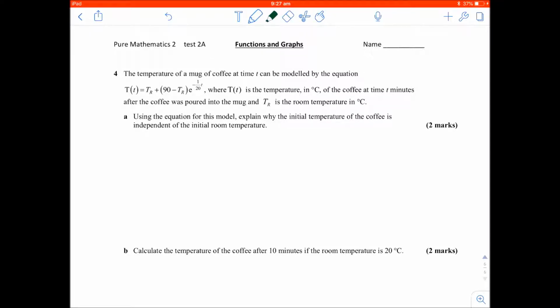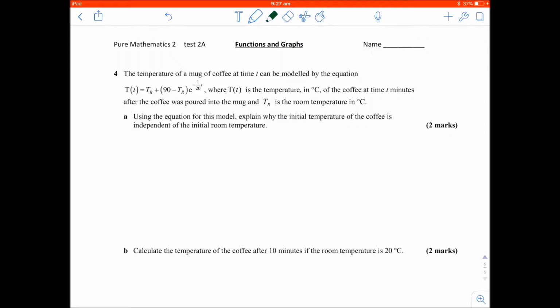Final question on this paper now. So the temperature of a mug of coffee at time t can be modelled by the equation T of t is equal to TR add 90 minus TR e to the minus 20th t, where T of t is the temperature in degrees centigrade of the coffee at time t minutes after the coffee was poured into the mug, and TR is the room temperature in degrees centigrade.